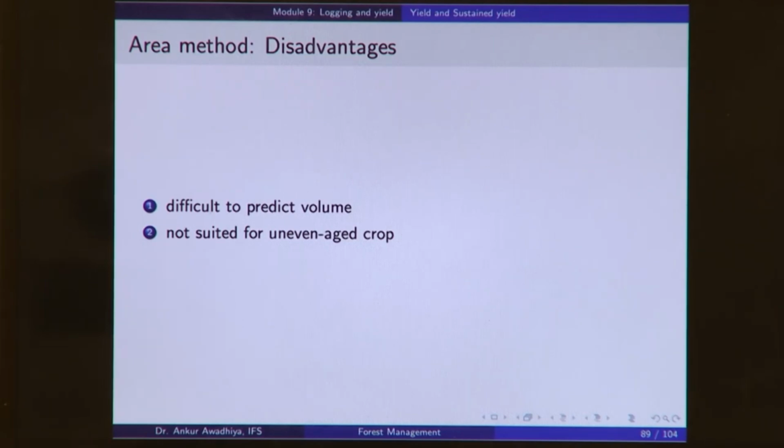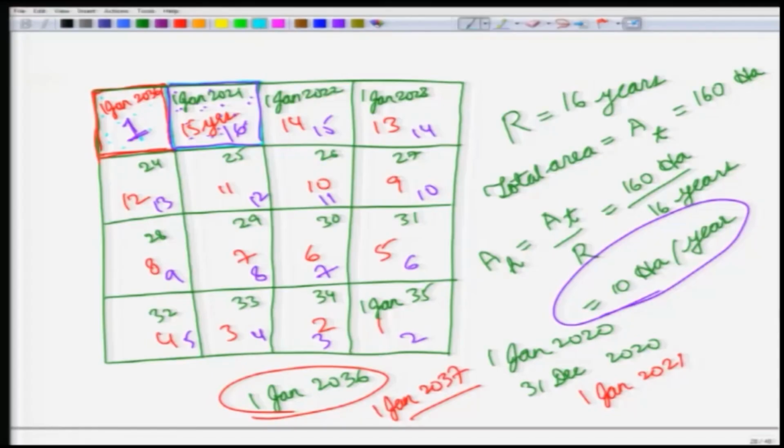Then it is not suited for an uneven aged crop, because you need to convert your forest into an even aged forest, and only then will you be able to use this method. And it also does not take into account other intricacies, such as differences in site quality. So, it is possible, for instance, that this portion of your forest has more fertility, and this portion of the forest is, let us say, infertile.